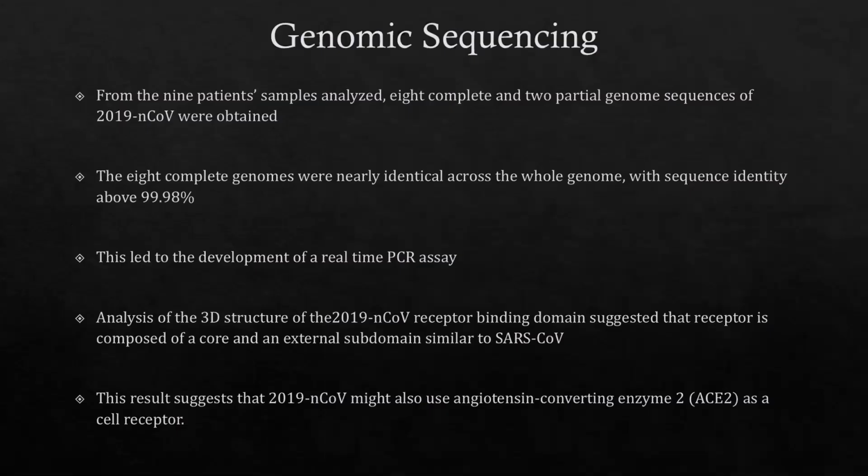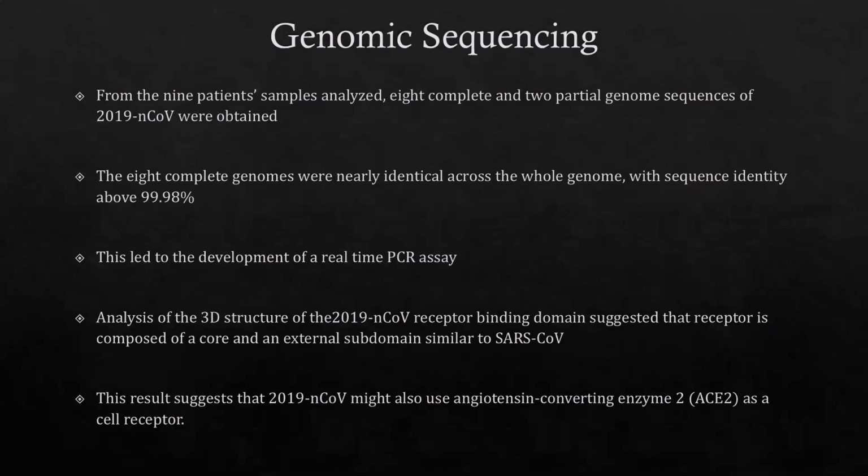So the 9 patients that were sampled had their BAL fluid and culture isolates sequenced. Of that, they were able to get 8 complete sequences and 2 partial sequences. And those 8 complete genome sequences were nearly identical across the whole genome, so essentially almost 100% identical. So we knew there's a new novel virus going around. Based on this genomic sequence, they were able to develop a real-time PCR assay, which is what we now know that we use for testing.